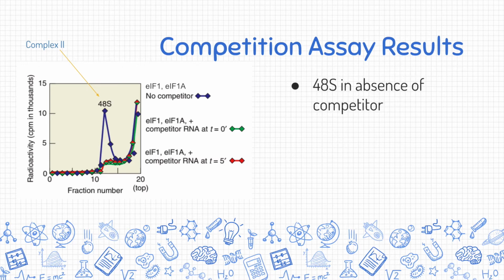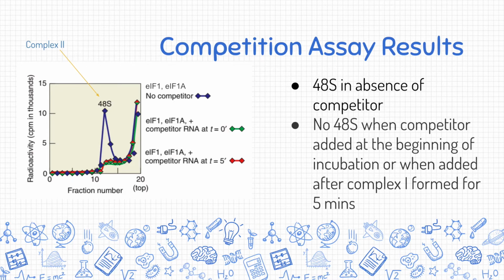There was a radioactive peak of 48S complexes in the absence of competitor mRNA. All of the complexes that formed were only on labeled mRNA. Therefore, this shows you the size of complex 2, which we know because all of the factors were added to form complex 2. There was no radioactive peak of 48S complexes when they added the competitor mRNA at the beginning of the incubation, or when they added the competitor mRNA after complex 1 had formed for 5 minutes.